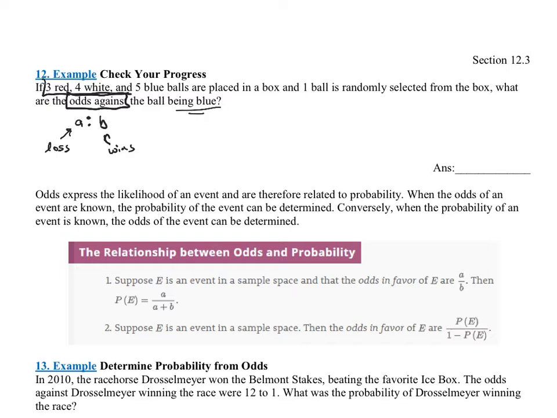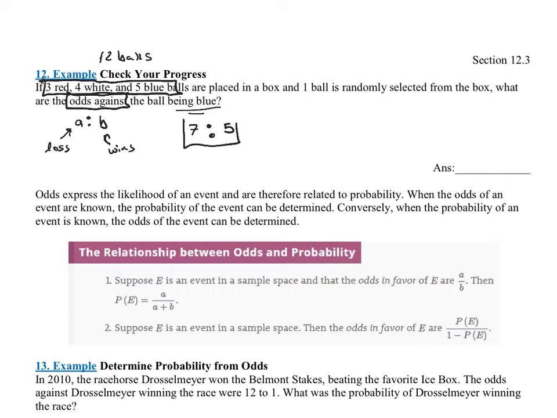Well, let's look at the balls. There's 3 red, 4 white, and 5 blue, so that's a total of 12 balls, it seems to me. If 5 of the balls are blue, that means 7 of the balls are not blue. So there's 7 balls that are not blue, that would be a loss, and then there are 5 balls that are blue. Notice 7 and 5 have nothing in common, so I'm not able to simplify those at all.